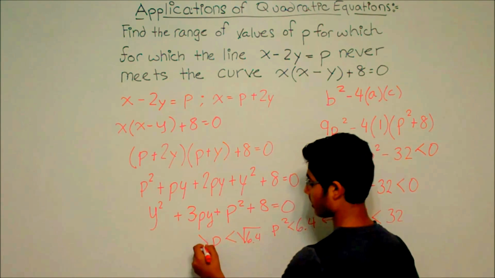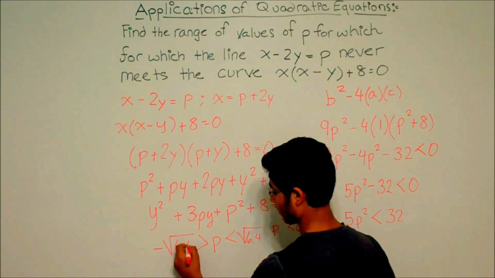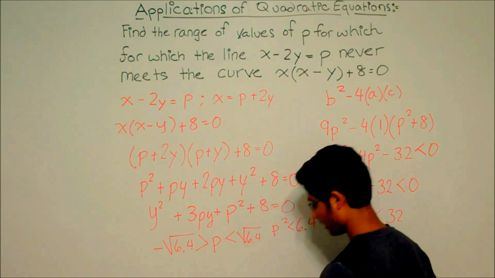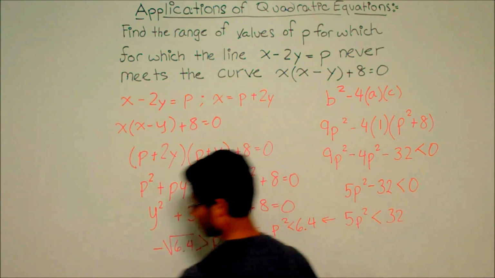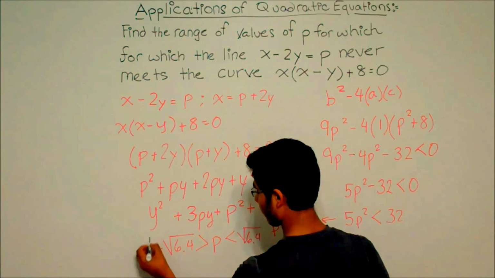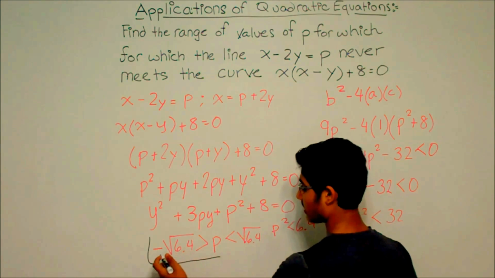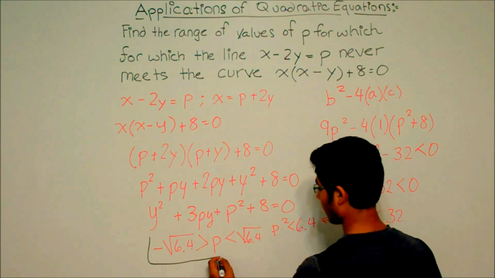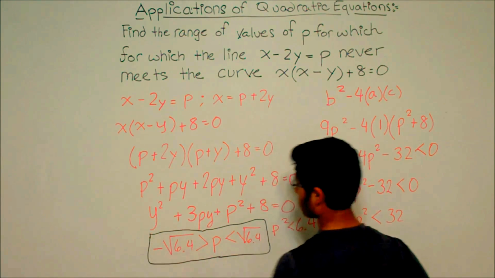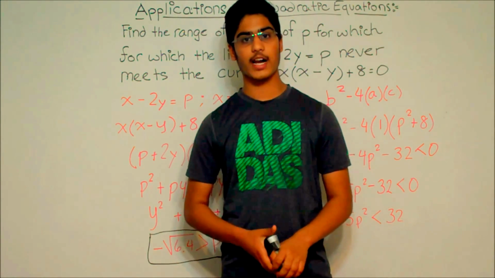And greater than negative square root of 6.4. So the answer to this problem is: p is greater than negative square root 6.4 and less than the square root of 6.4. Today we learned about applications of quadratic equations.